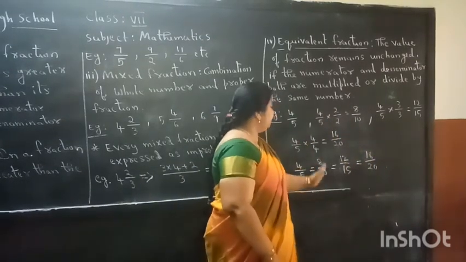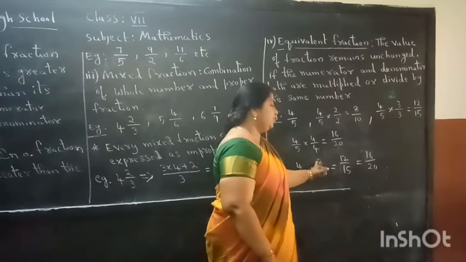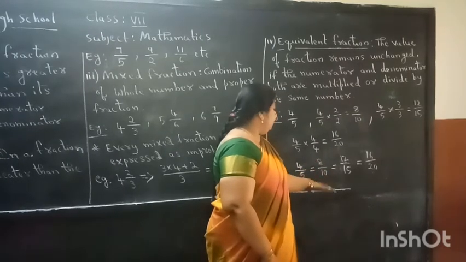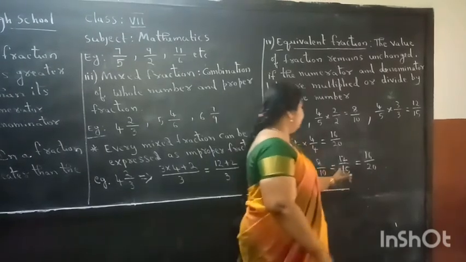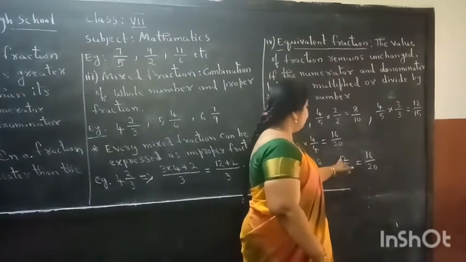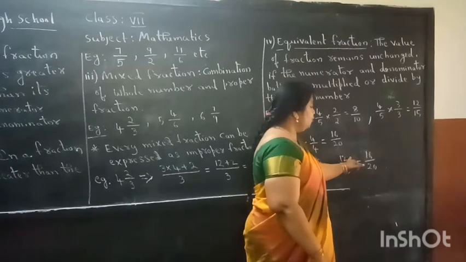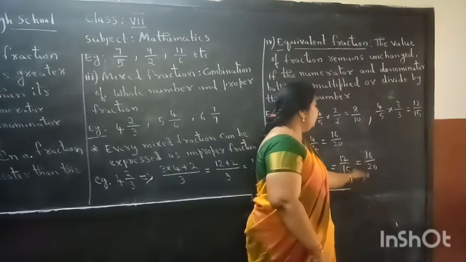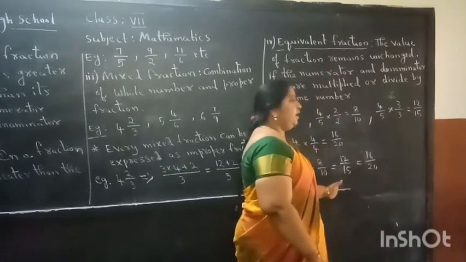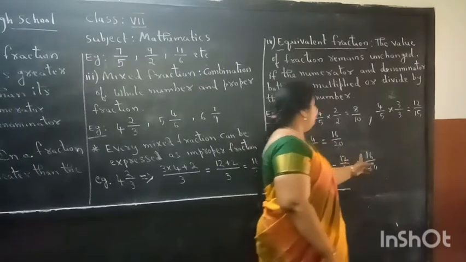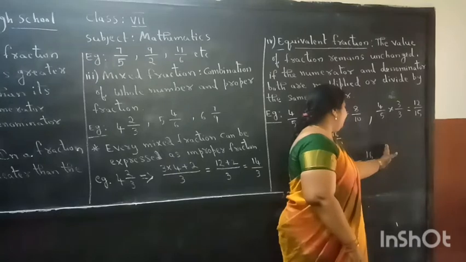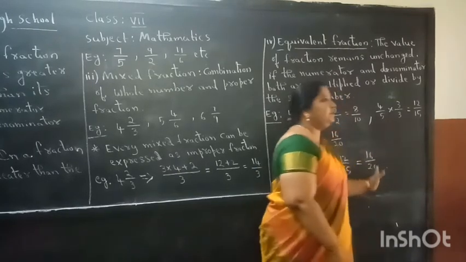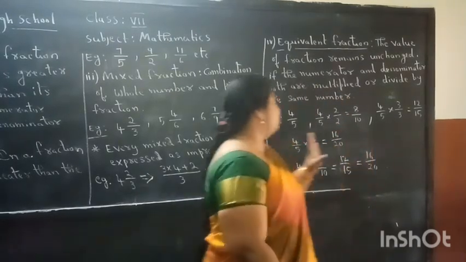Simplification of this. 4 2s are 8, 5 2s are 10. 2 2 cancel. 4 by 5 remains unchanged. 4 3s are 12, 5 3s are 15. 3 3 cancel. Again 4 by 5 is left. 4 4s are 16, 5 4s are 20. 4 4 cancel. 4 by 5 remains unchanged.